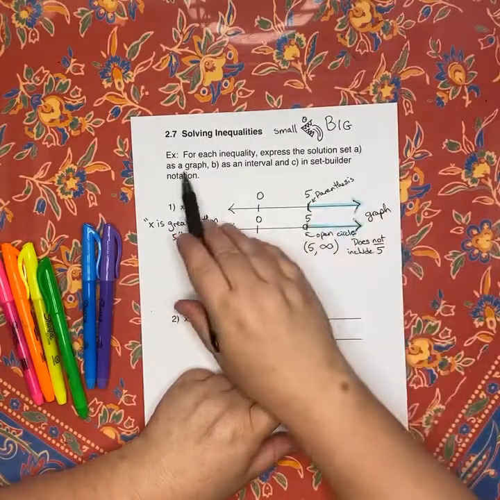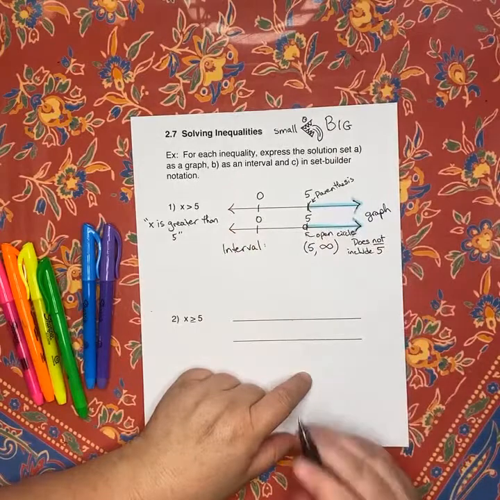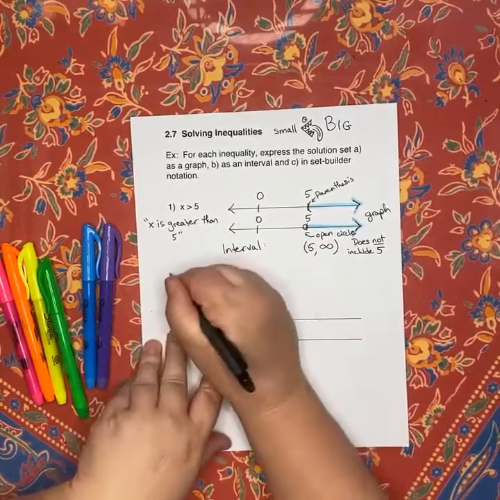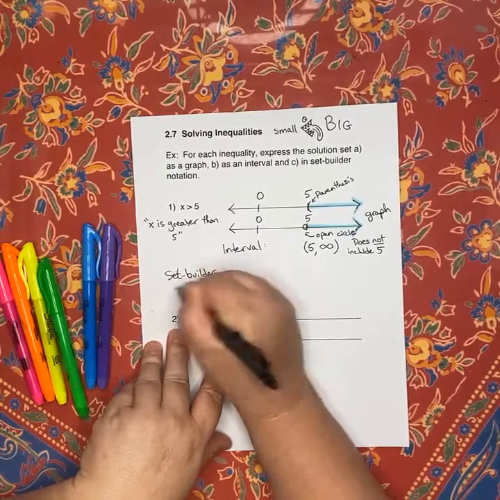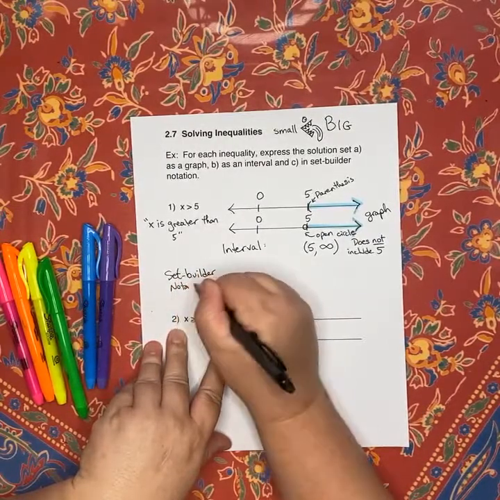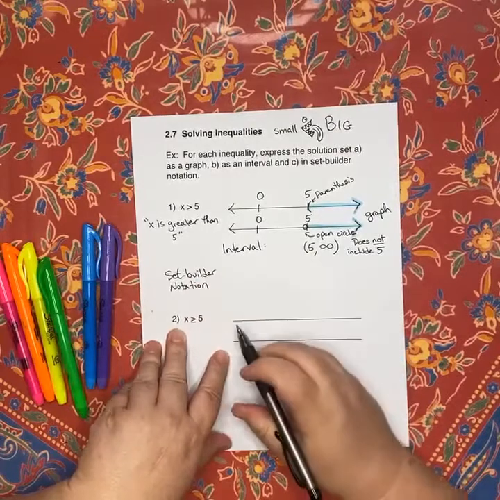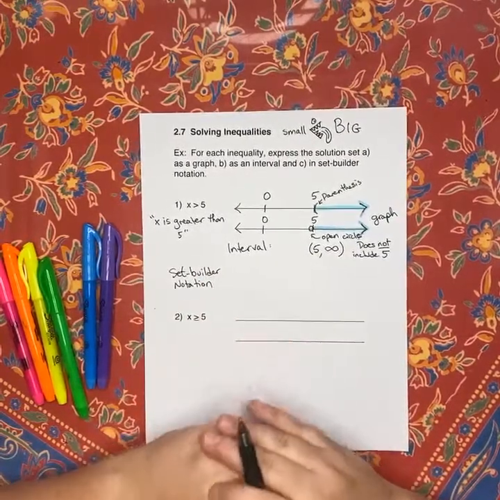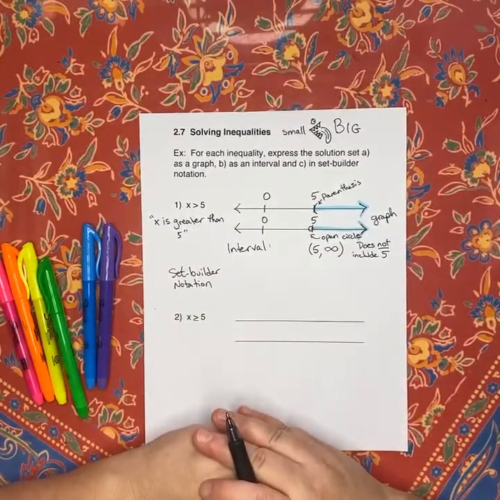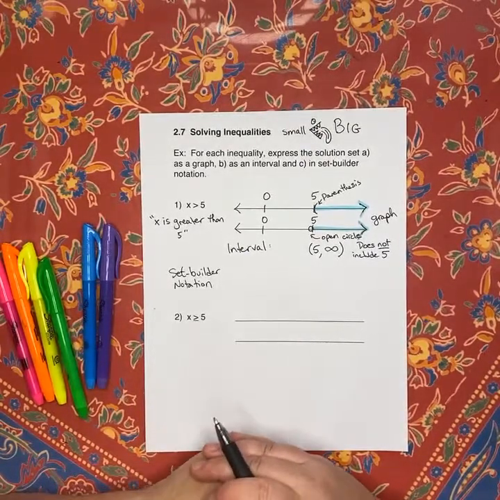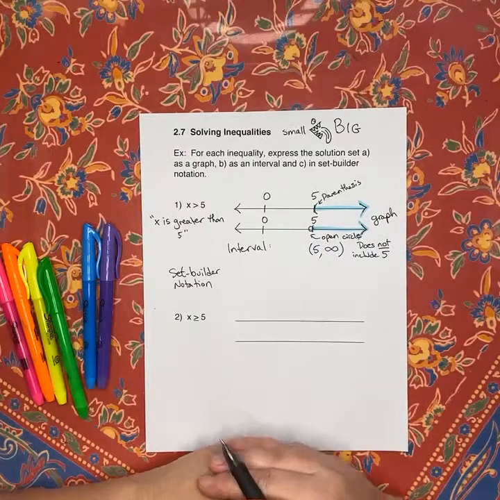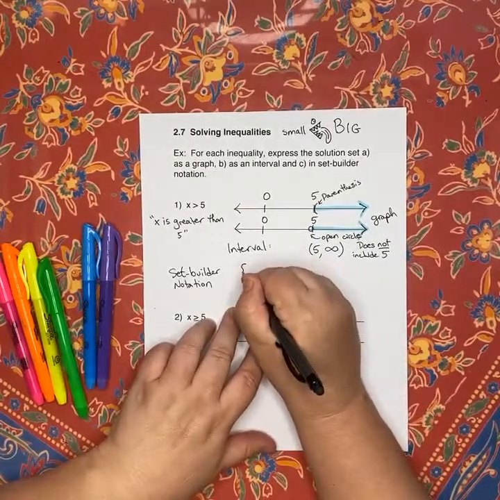So we've got the graph, we've got the interval, and the last thing is set builder notation. And set builder notation is going to look fancy if you haven't seen it before. You've seen it a little bit. Way back in chapter 1, we used set builder notation to write out the set of rational numbers. So you've seen it once. So let's go over it again. What does it look like? Well, it starts with a brace.